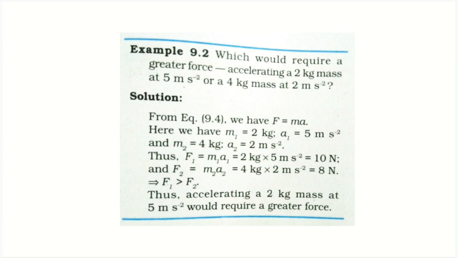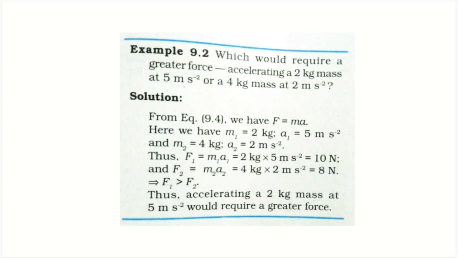The force F1 of the first object equals m1a1, and that equals 2 kg into 5 meter per second square, and that is equal to 10 newtons. The force required by the second object, F2 equal to m2a2, that is equal to 4 kg into 2 meter per second square, which gives us 8 newton.